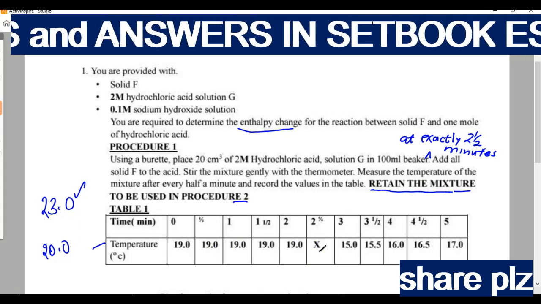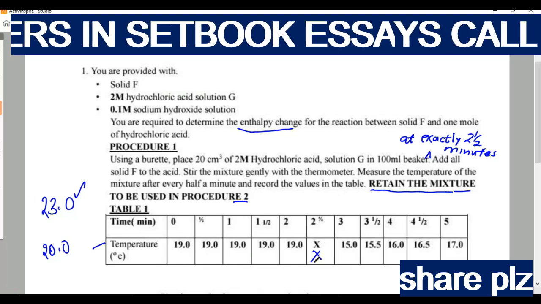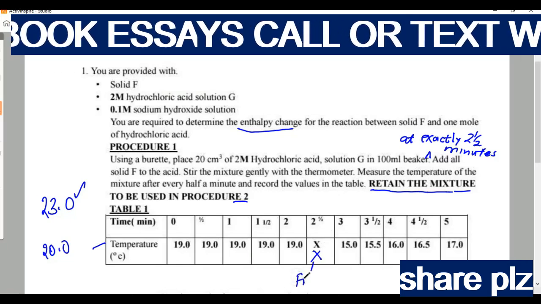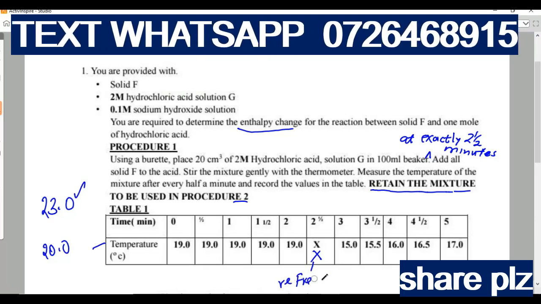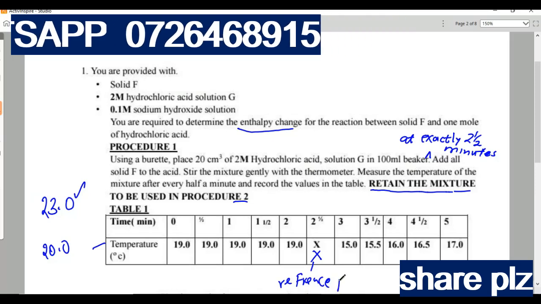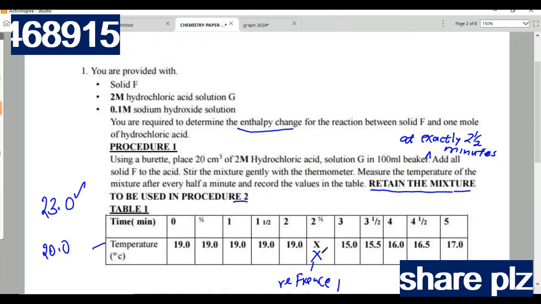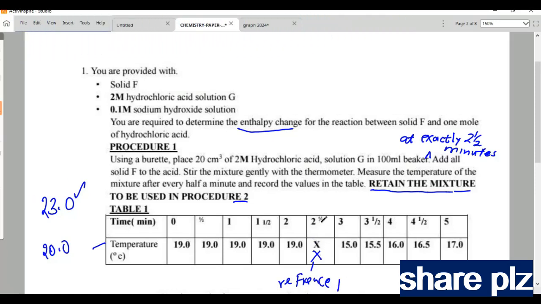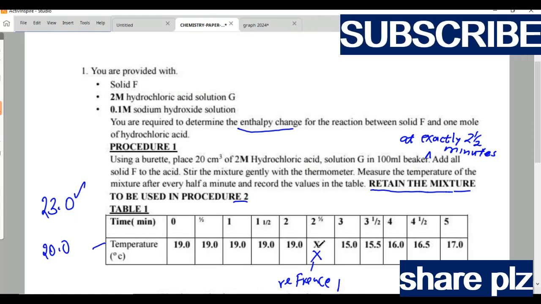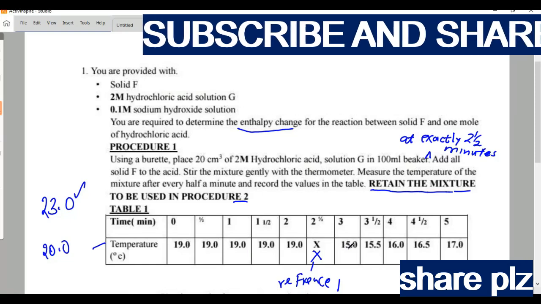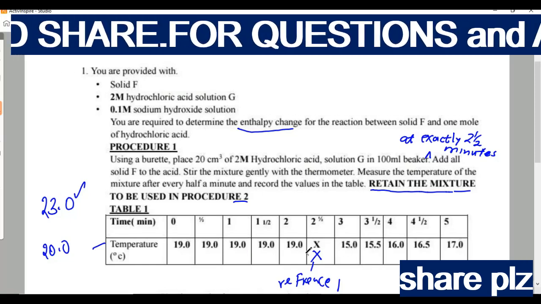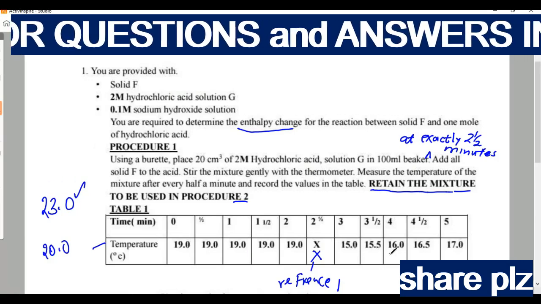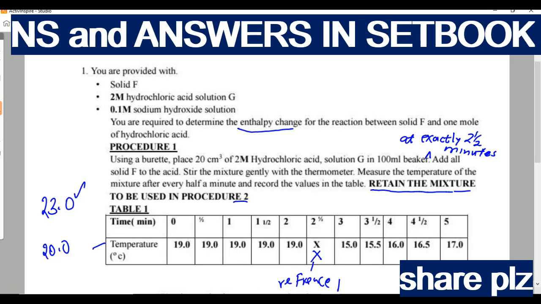This is where we have our X. This is our reference point. You are going to see how we are going to use this point. From there, after adding the solid F, the temperature will fall. In this case, the temperature will fall from 19 to 15, 15.5 all the way.